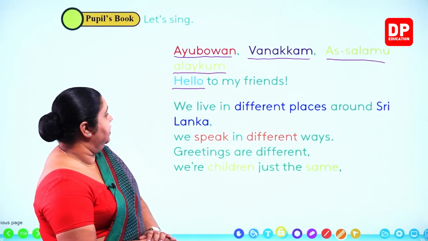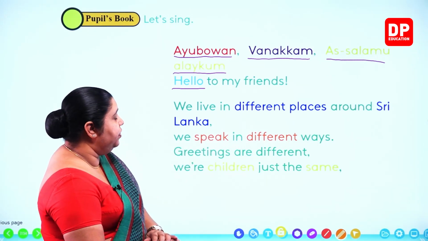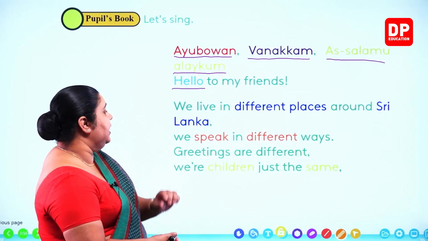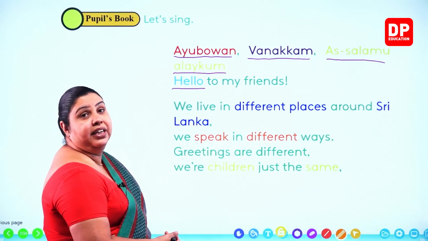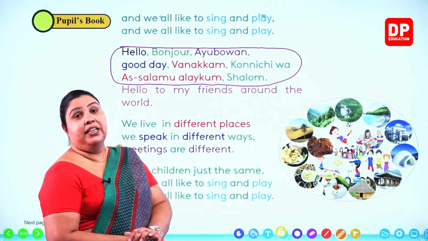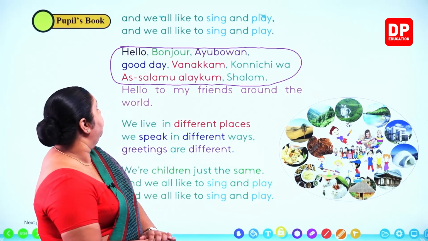Ayubowan, vanakkam, assalamu alaikum. Hello to my friends. We live in different places around Sri Lanka. We speak in different ways. Greetings are different. We are children just the same. And we all like to sing and play.